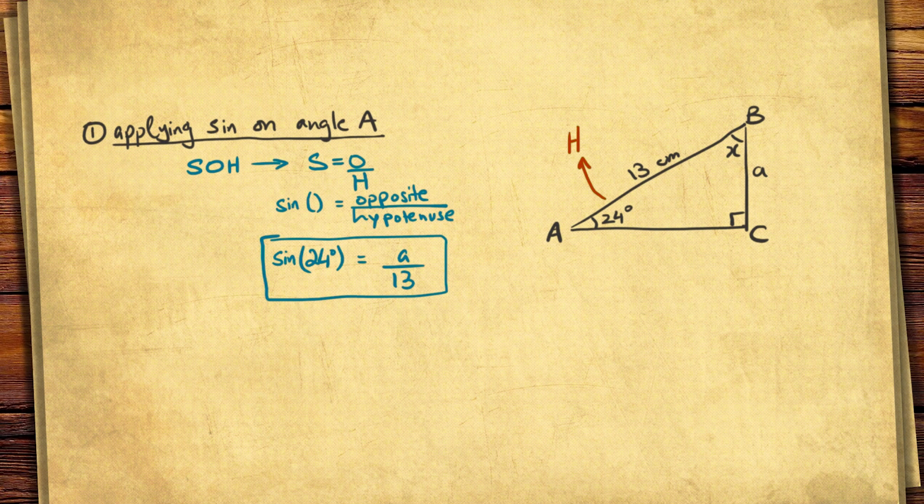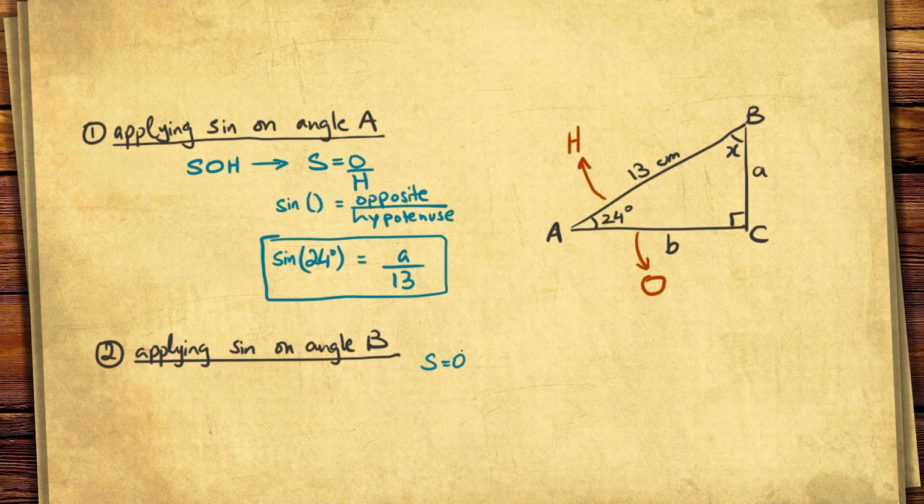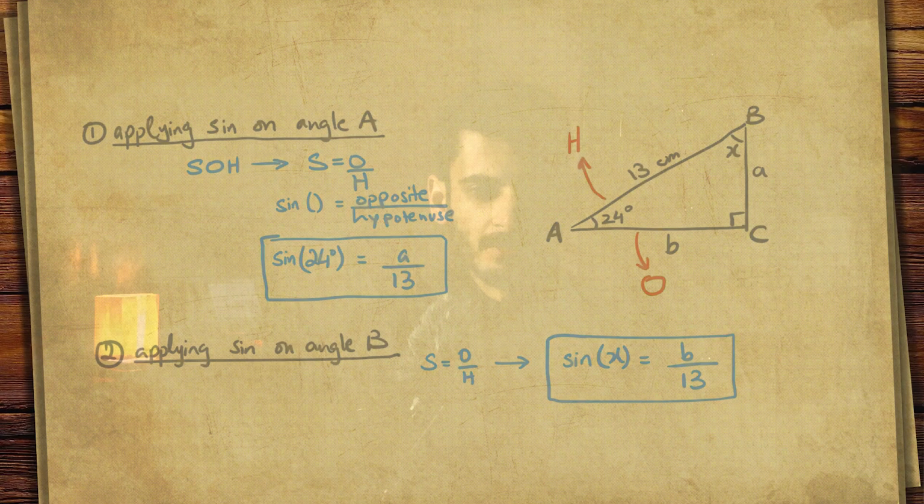Now let's use the other angle to do the same thing. If we use angle B, that is x degrees, then the opposite side will be this one. Let's call it small letter b as it is opposite to angle B. And side b will be the opposite, O. Using SOHCAHTOA, S equals O divided by H, we can write sine of angle x equals the opposite side, that is b, divided by the hypotenuse, that is 13 centimeters. Now at the moment we are not concerned with solving these equations. We just want to learn how to use SOHCAHTOA.